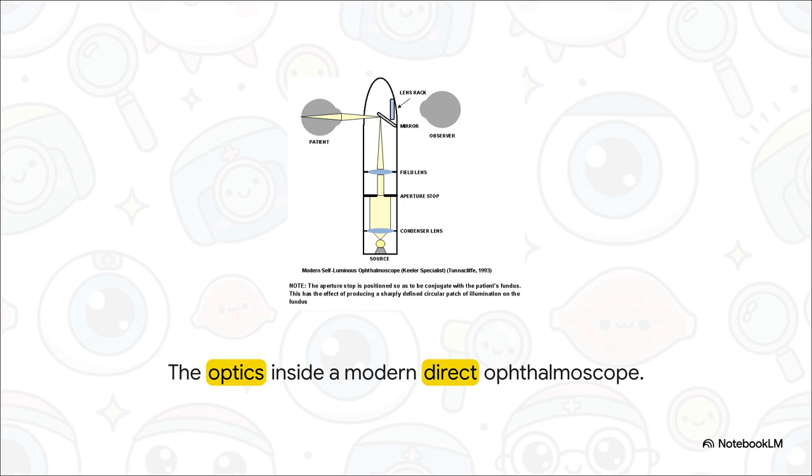Now, what does that actually mean for you clinically? Well, it means the optics are perfectly designed to project a sharply defined, adorable little circle of illumination right onto the back of the eye. And that gives you an erect, highly magnified image of the retina.